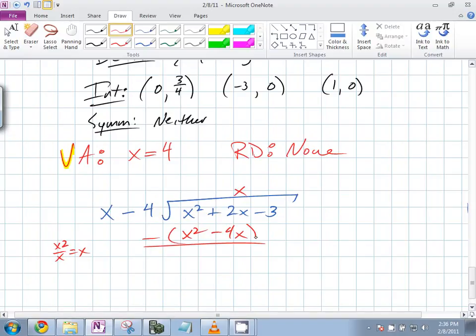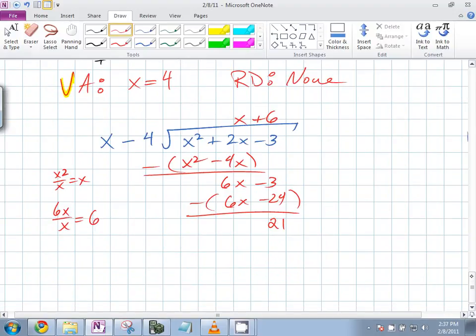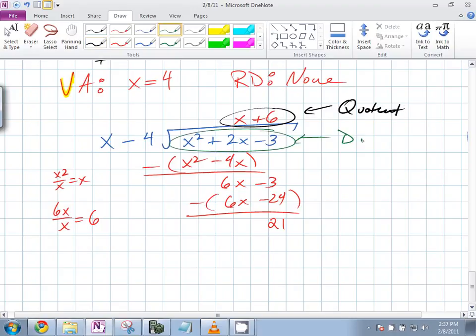6x minus 3. So now we have 6x over x is 6. 6 times x minus 4 is 6x minus 24. You subtract and you end up with 21. So again, everybody, what's that called? Quotient. What's this called? Dividend. And what's that? Divisor, and this is the remainder.